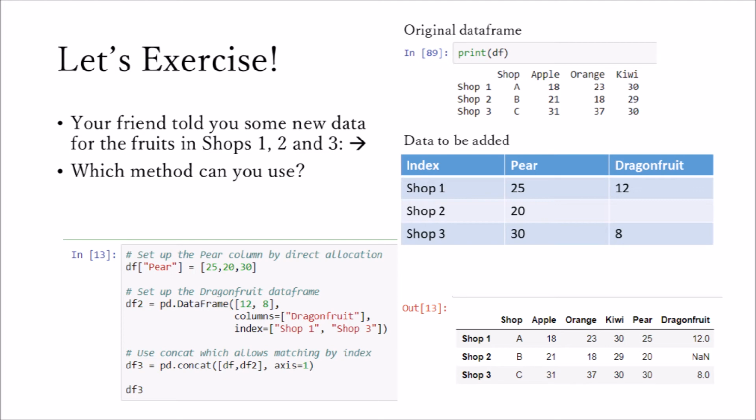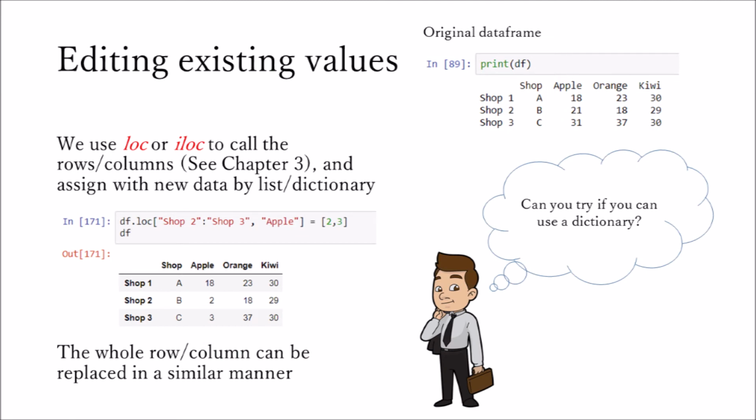We can use the index notation and call for the pair column and assign it with the list. For the dragon fruit column, we need to make a data frame first to indicate which index corresponds to the corresponding dragon fruit value. Then we use concat to add the new data frame and store it in df3. Certainly, we can store it in df depending on our need. Notice that in the final result, the entry of Ch.4 dragon fruit is filled by default NaN. This completes the part of adding rows and columns to the data frame.